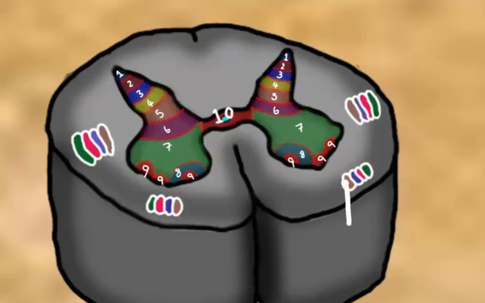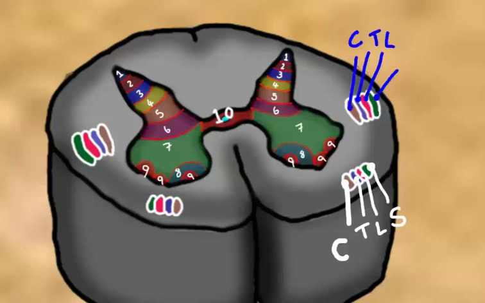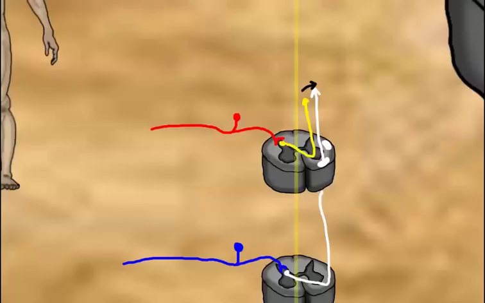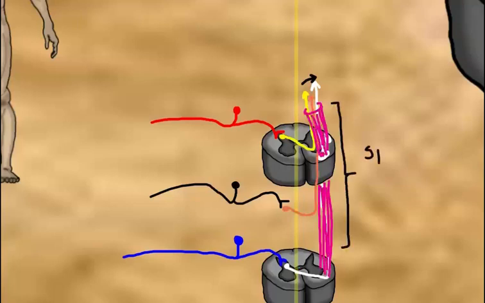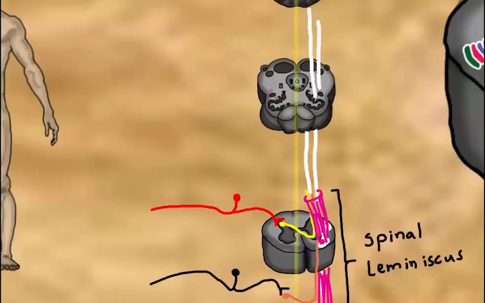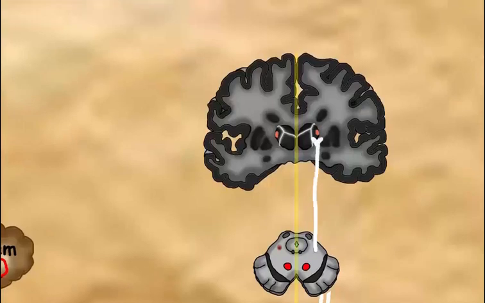Anatomically speaking, as we go laterally, we find the fibers coming from the lower segments of the spinal cord, quite the opposite to that of the dorsal column tract. Ascending tracts of the anterolateral tract together with other ascending tracts form the spinal lemniscus. Then they ascend till reaching the thalamus.